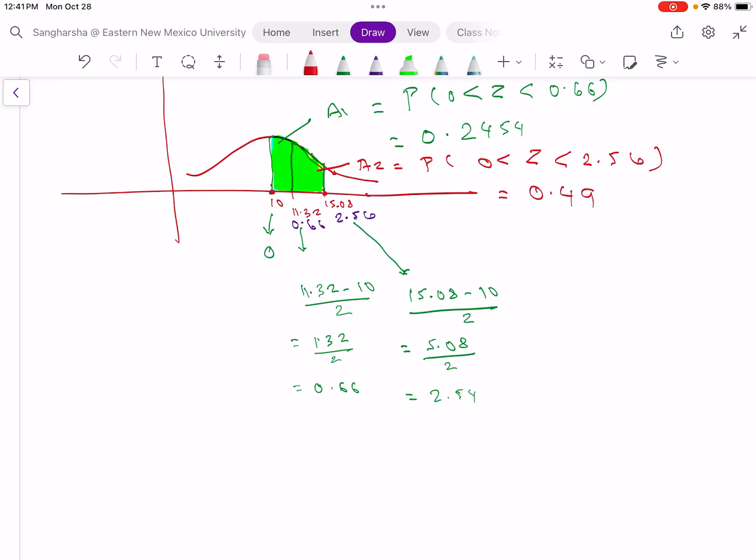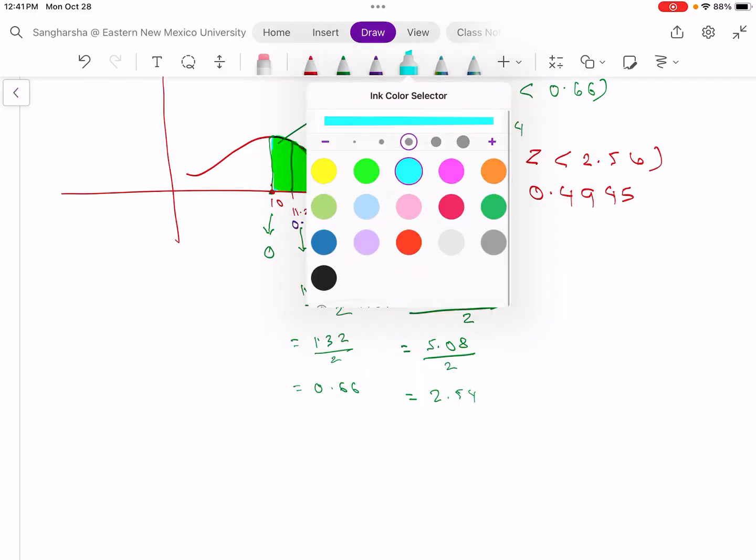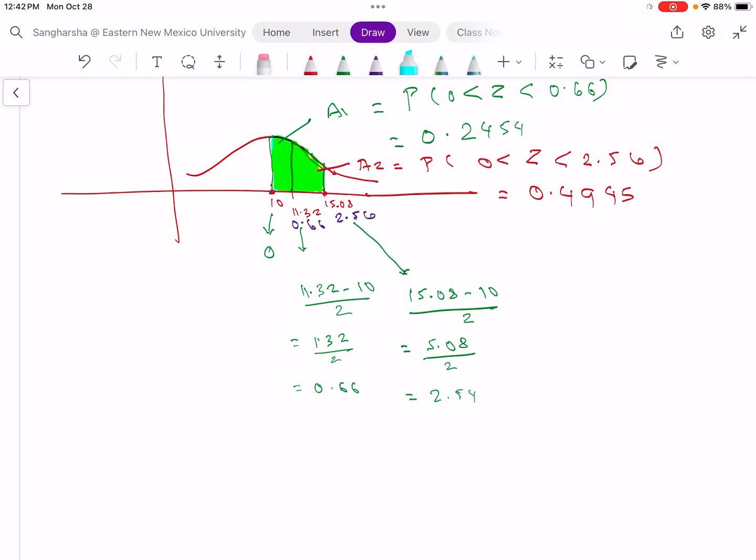0.4945. Okay. And you subtract that one from the other one. So yes, you subtract A1 from A2, you get, so our goal was finding this region. So yes, we are trying to find the area of this region, and we subtract A2 and A1. Do you all agree here?